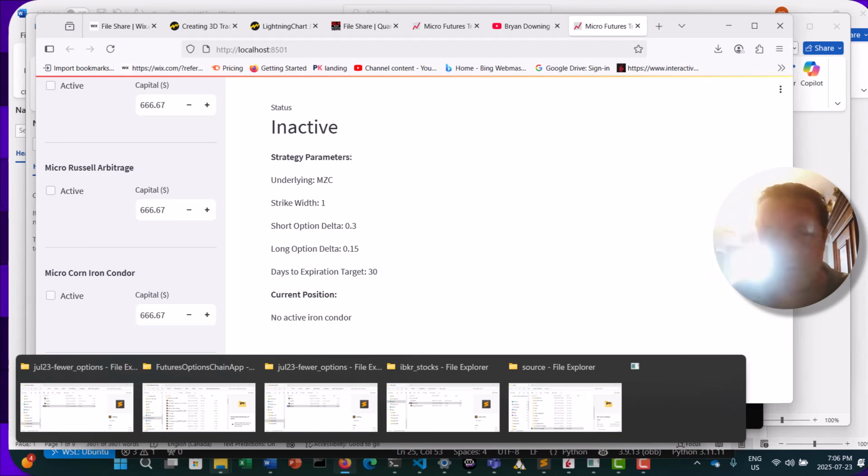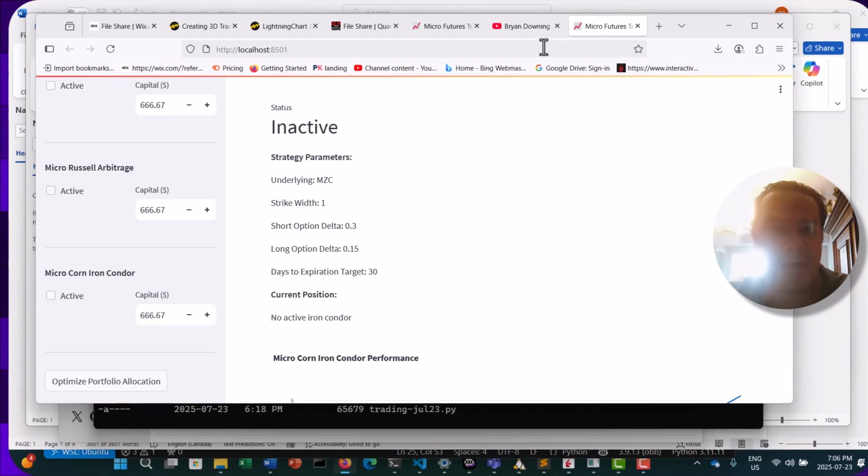The other thing is I've added in working source code from my file share for my quant members. So those should be working TWS, Interactive Brokers TWS code for both data and executing orders.